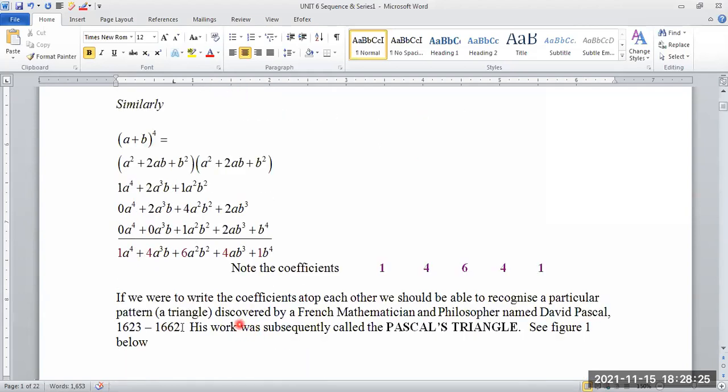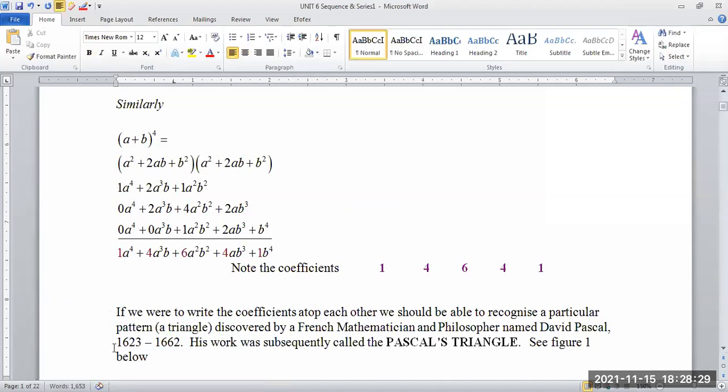All right, so let us just have a conversation now. Now that you see how I do the expansion, with the exception of this one here, which is going to be your homework to figure out what is happening, I want us to have a little conversation about this. If we were to write the coefficients atop each other, sir, what do you mean by atop each other?